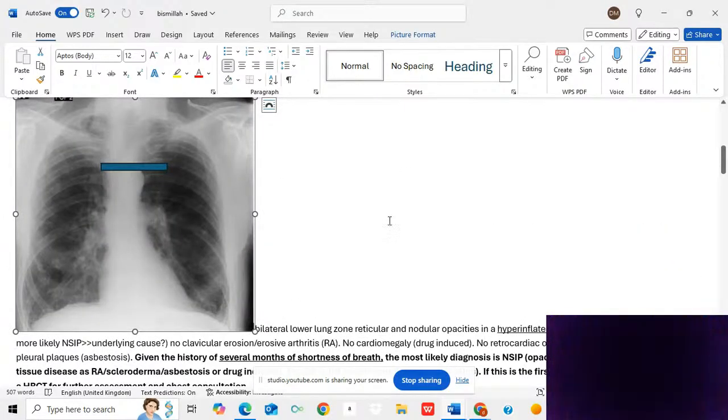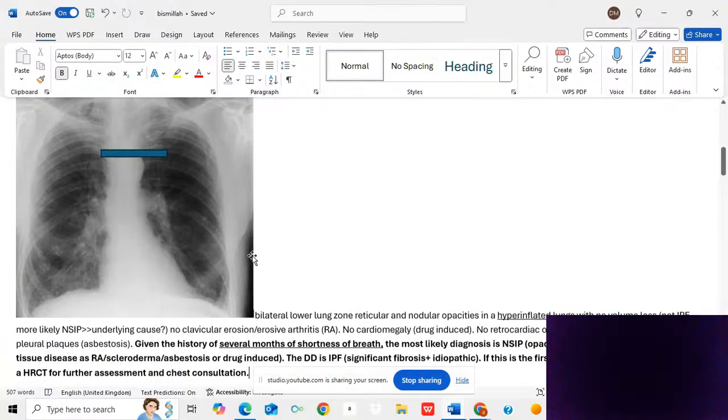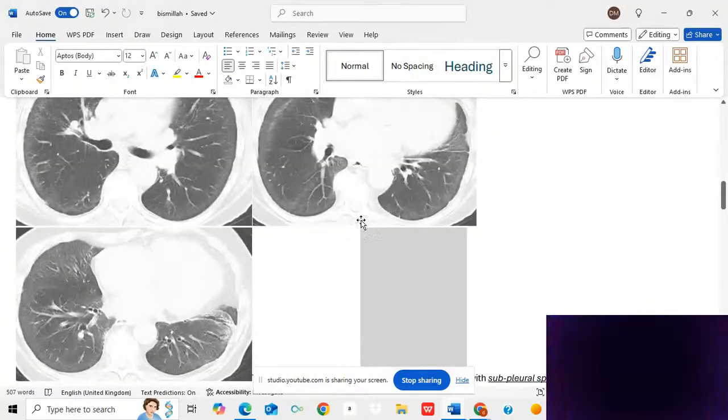So, in scleroderma, you've got two cases: either a case in the early disease or a case in the late disease. This is a case of scleroderma in the early disease with non-specific interstitial pneumonia. Only opacities with no significant volume loss. Look at this case. This is also a case of scleroderma in the early disease. Only opacities, but with no significant volume loss.